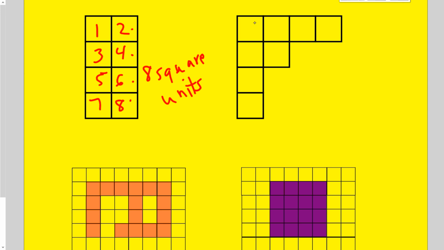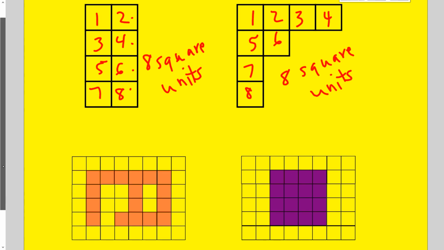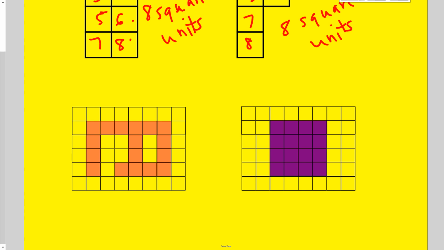Now over here, I have an irregular shape. So I'm going to count them 1, 2, 3, 4, 5, 6, 7, 8. It is also 8 square units. So just because it's an irregular shape doesn't mean it does not have area. Now let's take a look at our two figures down here at the bottom.